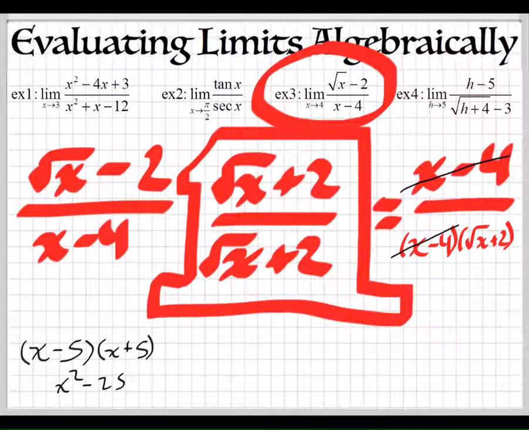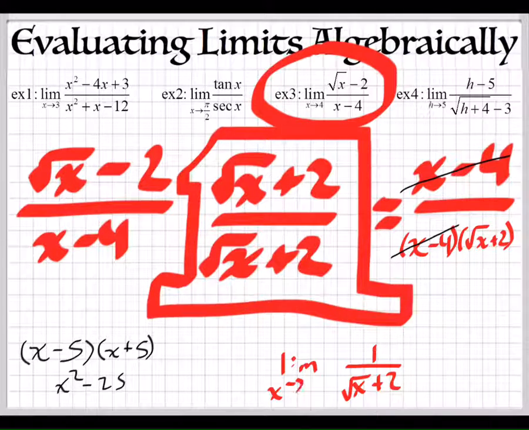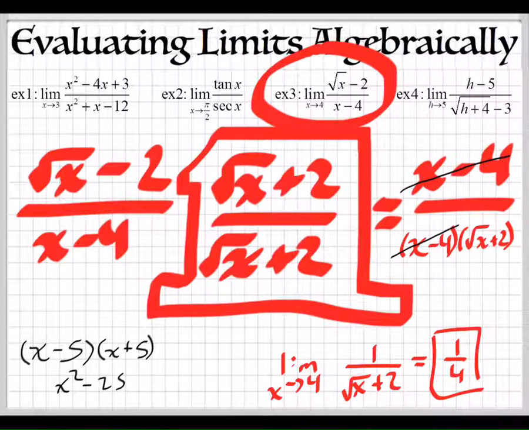All right, they canceled out. And so what am I left with? I'm left with 1 over the square root of x plus 2. Limit as x approaches 4. Right? Okay, let's plug it into the bottom. What do we get? Come on, my little intellectuals. 1 over 4 is our answer. Done.